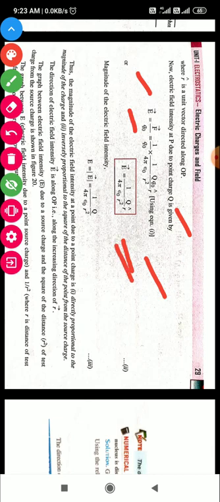Its definition is: the magnitude of electric field intensity at a point due to a point charge is directly proportional to the magnitude of charge and inversely proportional to the square of the distance of the point from the source charge. Okay, we will discuss another example.